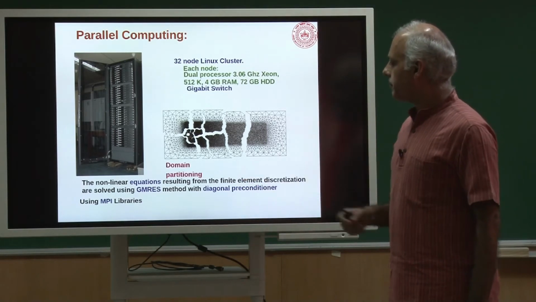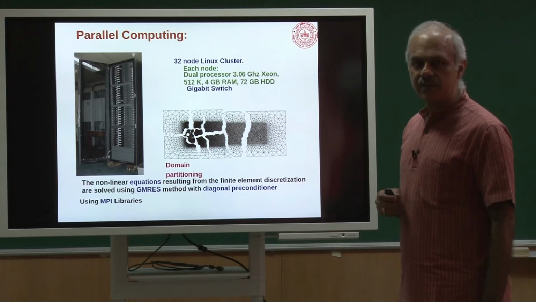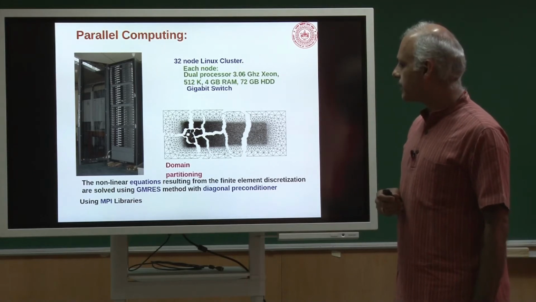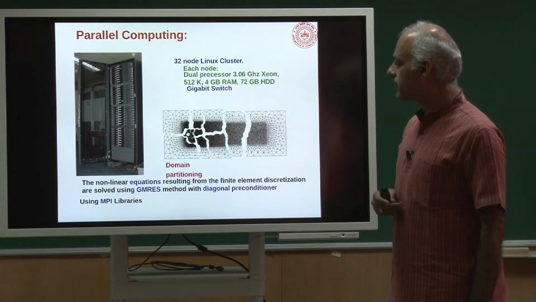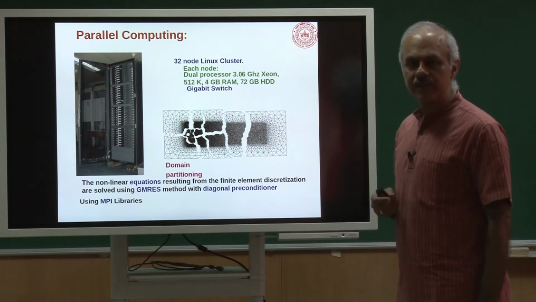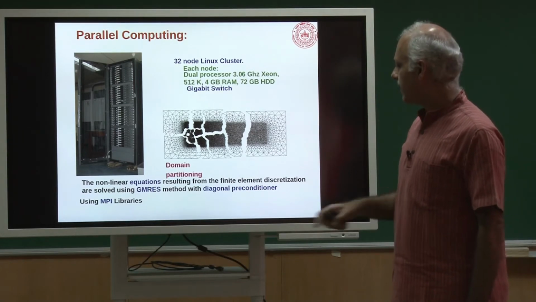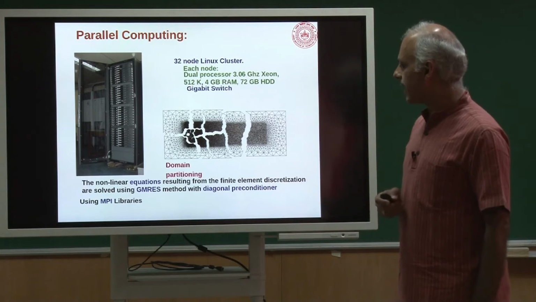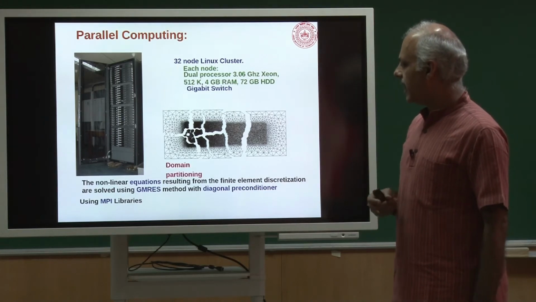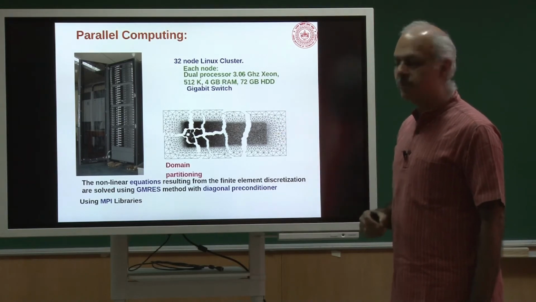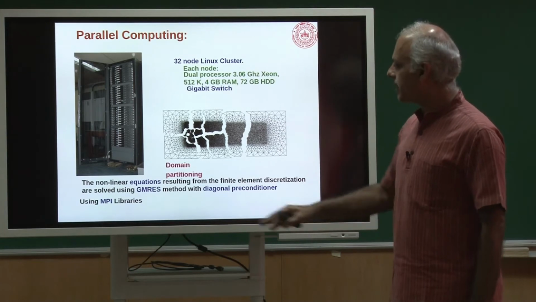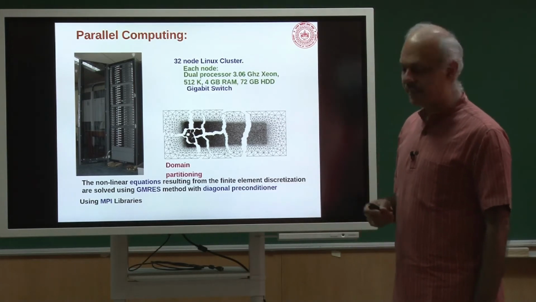The equations that we get from finite elements are solved using an iterative solver. We use GMRes for that, and we precondition them with diagonal entries. And for message passing between processors, we typically use the MPI library, the Message Passing Interface.